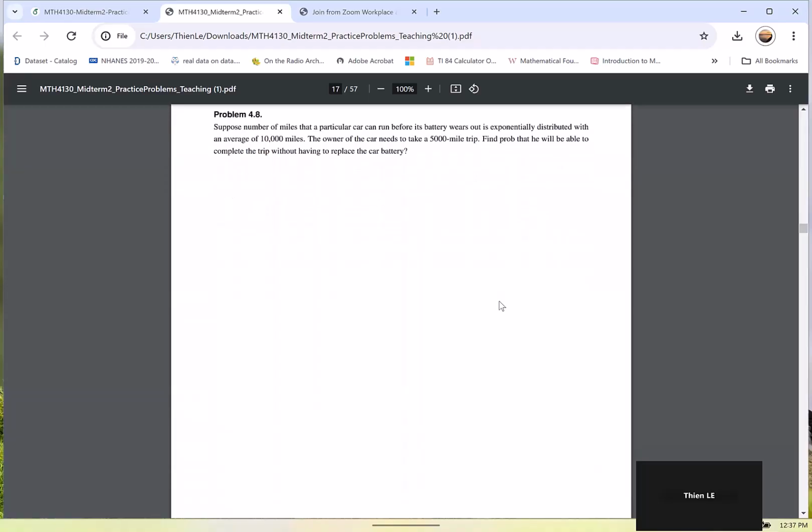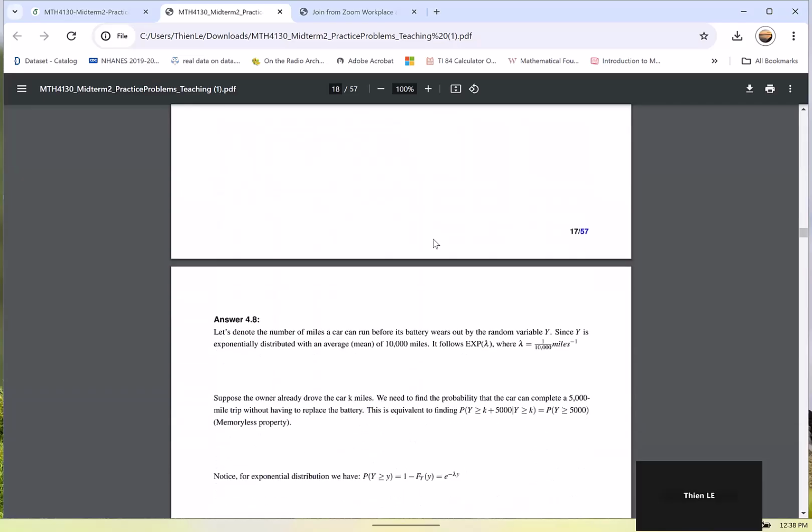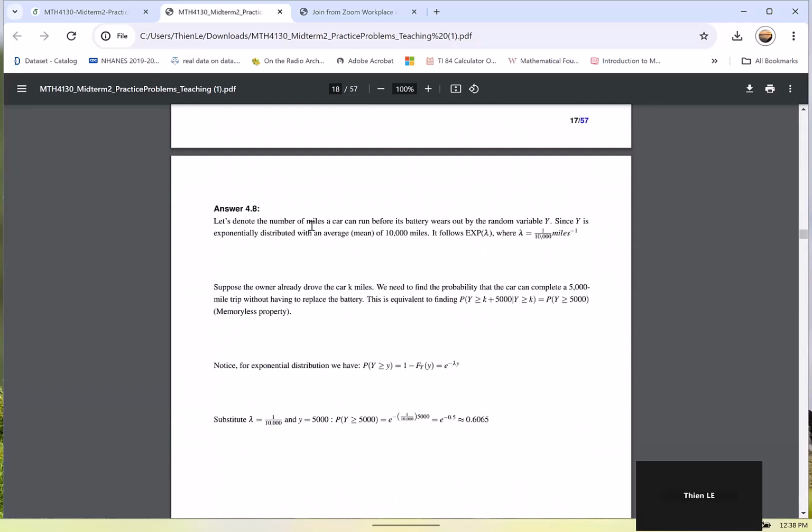So here, for problem 8, suppose the number of miles that a particular car can run before a battery wears out is exponentially distributed with an average of 10,000 miles. Then another car needs to take a 5,000-mile trip. Find the probability he will be able to complete the trip without having to replace the car battery. Okay. For this problem, because you model it by exponential distribution, this is your lambda, right? It's 1 over 10,000.